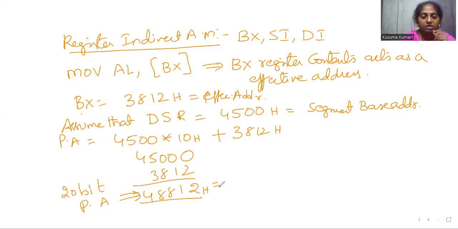With this 20-bit physical address, the microprocessor identifies one memory location. In this particular memory location, for example, 75 data is available, because in each memory location 1 byte of data is available. So then 75 hexa, this number, is transferred to the AL register.